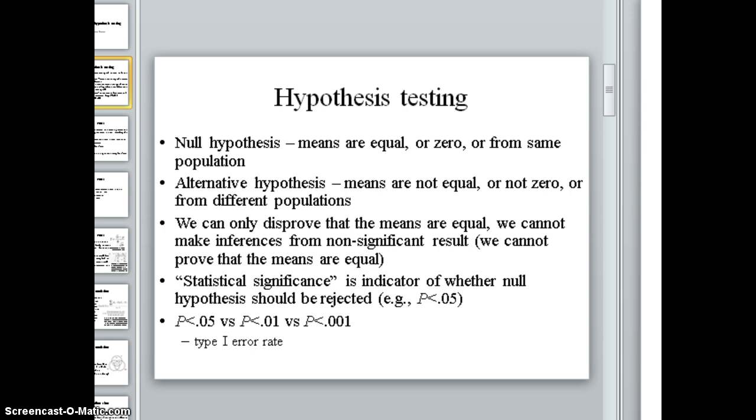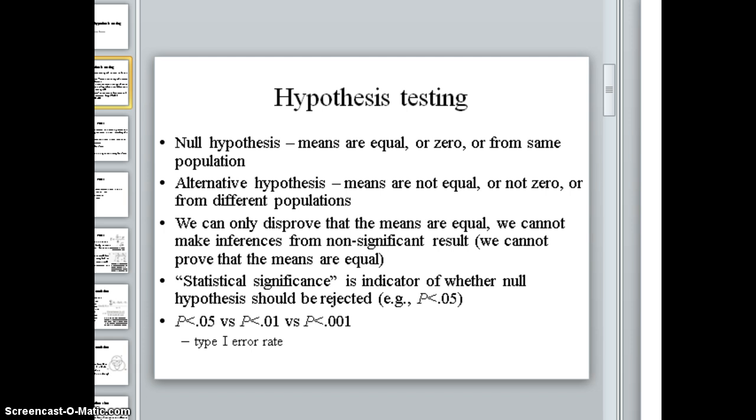Statistical significance is an indicator of whether or not the difference in means is greater than 0. I'm going to say that one more time. Statistical significance is an indicator of whether or not the difference between two means is greater than 0. Statistical significance does not tell us how great or how large the difference between the means is.